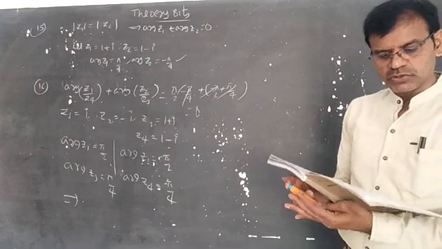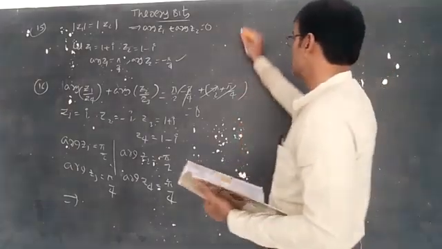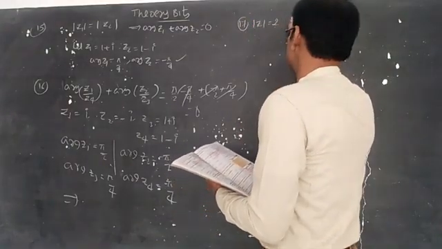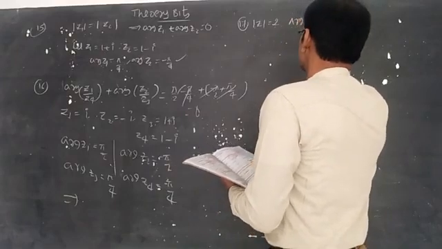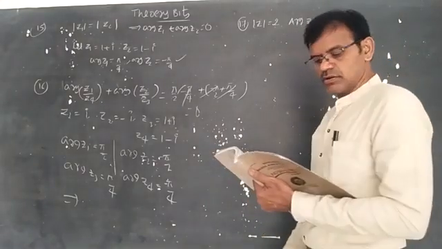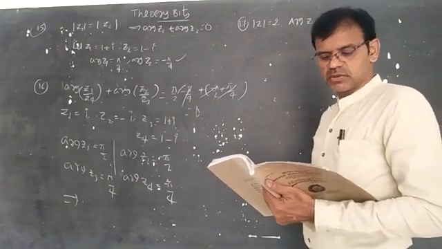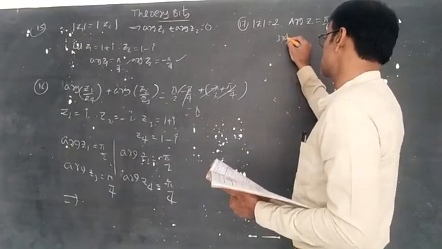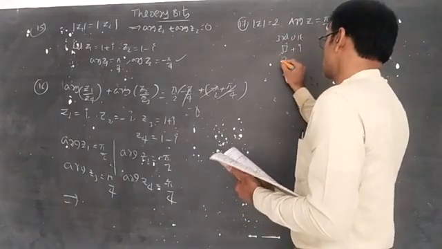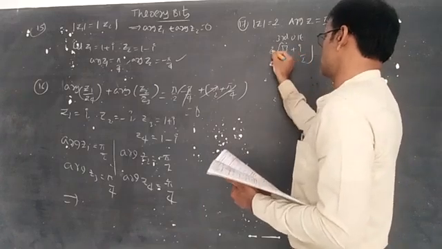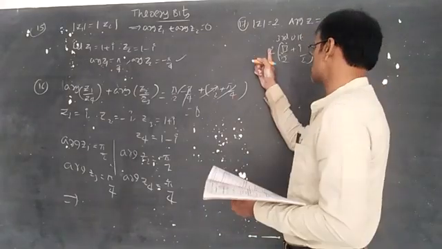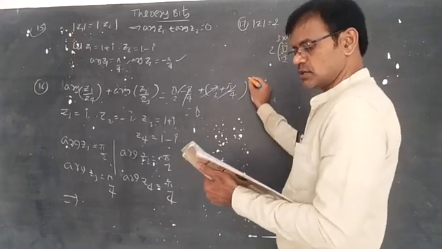Now the 17th question. Modulus of Z is equal to 2 and argument of Z is equal to pi by 6. Then what is the value of Z? Directly the third option, root 3 plus i. If you multiply and divide by 2, modulus of root 3 plus i is root of root 3 whole square plus 1 square, which becomes 2. So this is 2 into cos pi by 6 plus i sin pi by 6. It is enough.